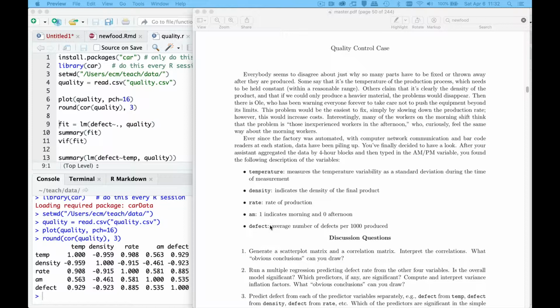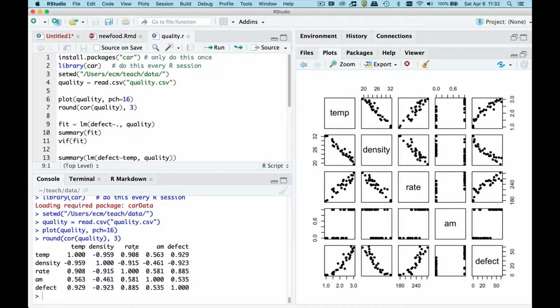All right, so let's follow the instructions. We're going to generate a scatter plot matrix and a correlation matrix and interpret them. What obvious conclusions can we draw? You have my R code, quality.R, which gives you all of this. You'll see I generated the scatter plot matrix and the correlation matrix.